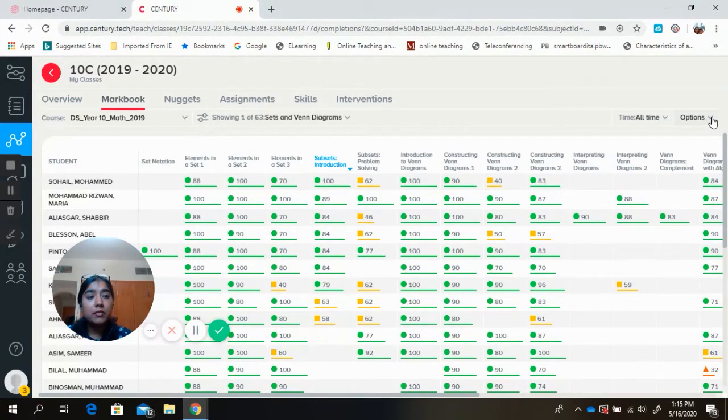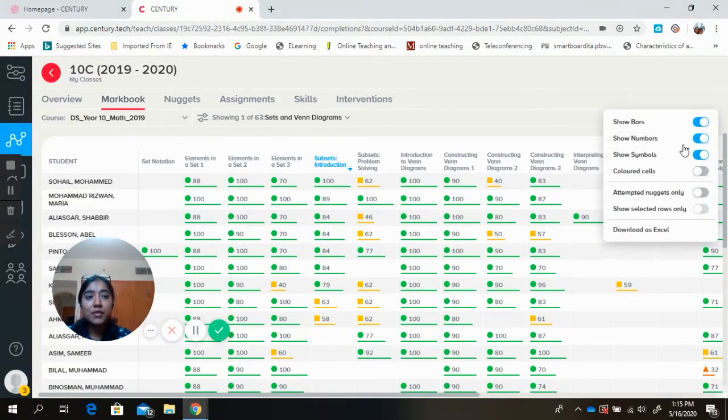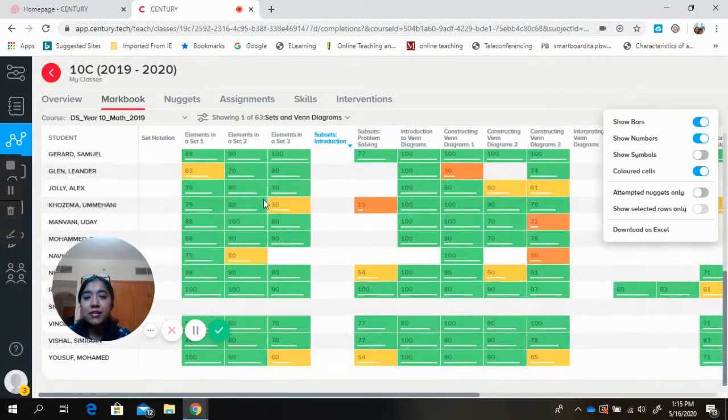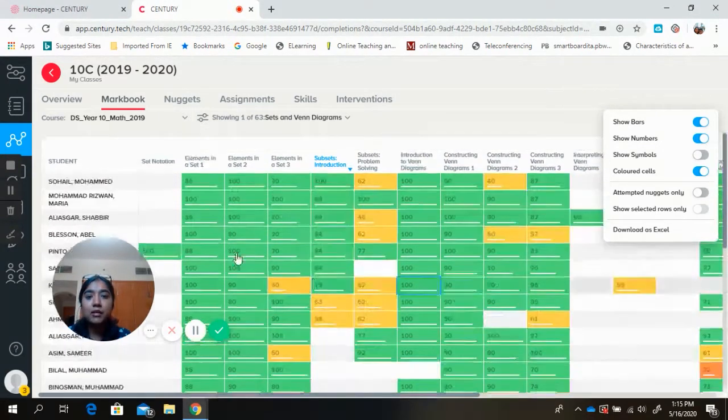Every mark book has options. You have different options over here. This is one way of viewing the data. The other way of viewing the data is like this: the colored cells. So the colored cells give you another way of representing data, and you could see it more colorful. Then, if I don't want the ones which are not there, I can just put a thing over here, attempted nuggets, and then I can just say download as an Excel.